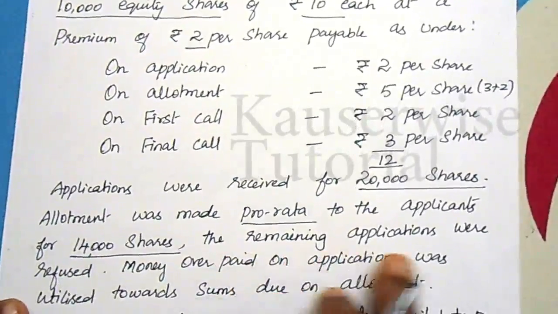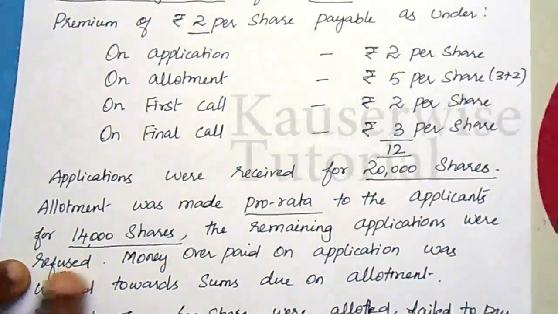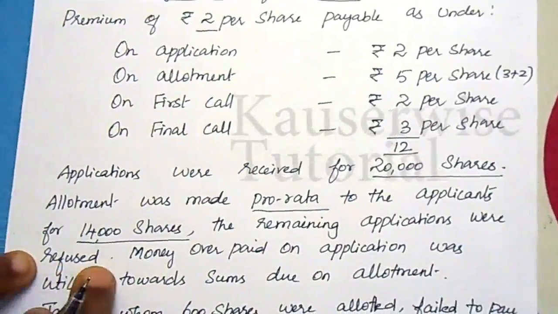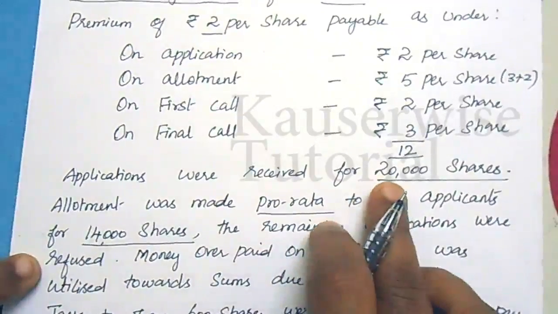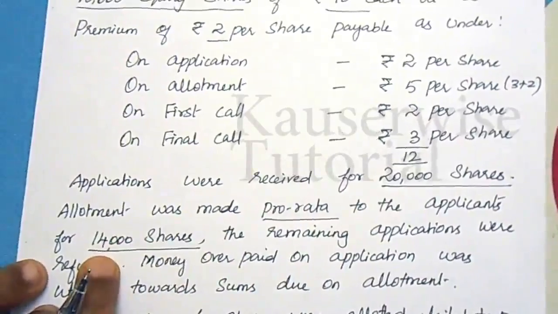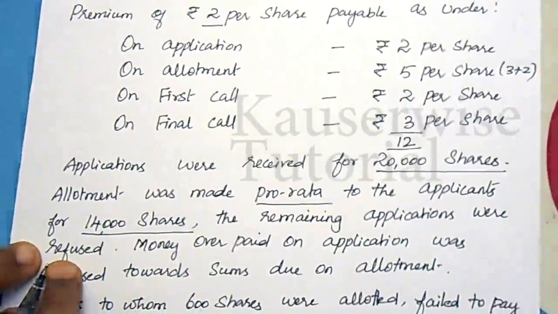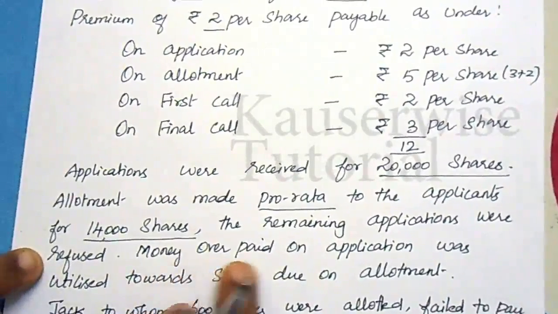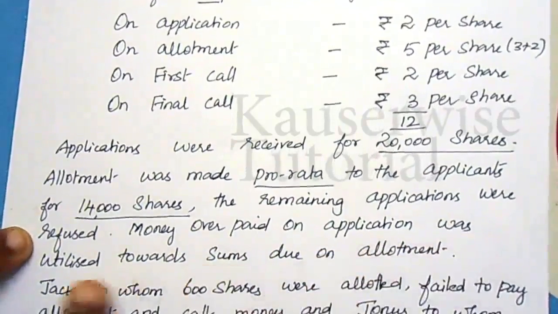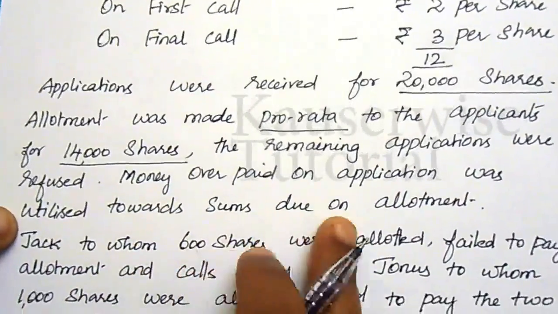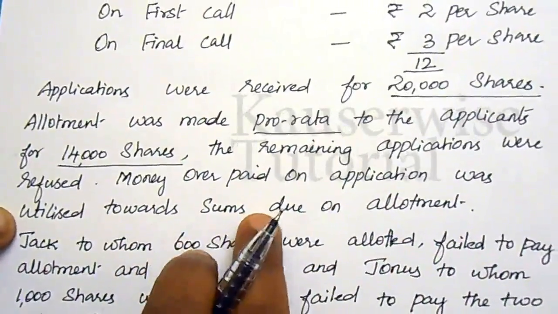Okay. The remaining applications were refused. Refused means rejected. How many applications were rejected? Out of 20,000, 14,000 shares were allotted. So the remaining 6,000 shares were refused, that is, returned. Money overpaid on application was utilized towards sum due on allotment. So this is called pro-rata.